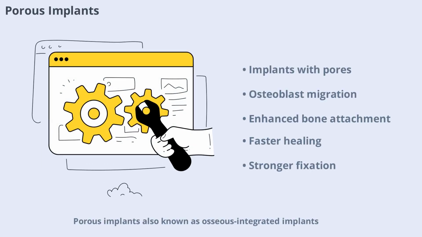Porous implants, also known as osseous integrated implants, are designed with pores that allow osteoblasts and supporting connective tissue to migrate into them. This enhances the integration process by providing more surface area for bone attachment and cellular activity. The pores facilitate the ingrowth of bone, leading to a more robust and stable connection. In dental implantology, porous implants are particularly valuable because they promote faster healing and stronger fixation, reducing the risk of implant failure.